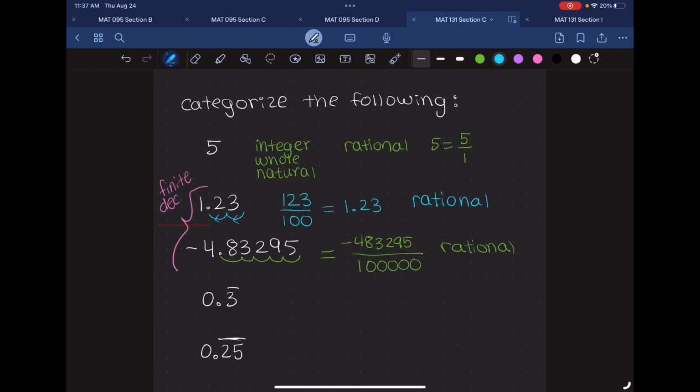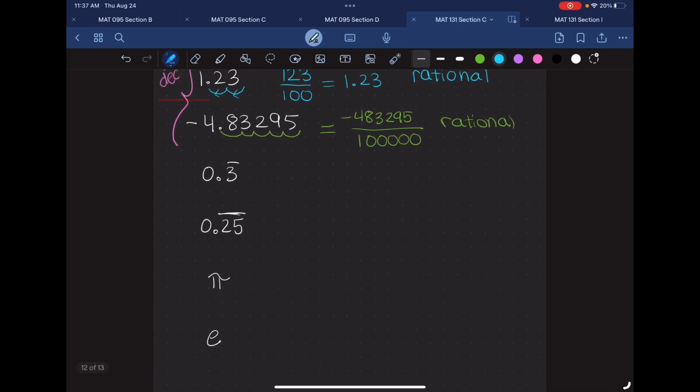Okay, next we have this number 0.3 repeating. Now remember, this bar over the 3 means that I have 0.3 and it repeats. So I have 3, 3, 3, on and on and on. And it never stops. I have infinitely many 3s after the decimal point. Well, you might recognize this number.